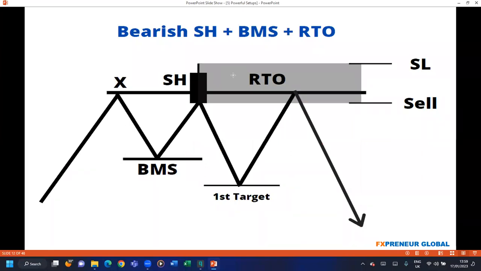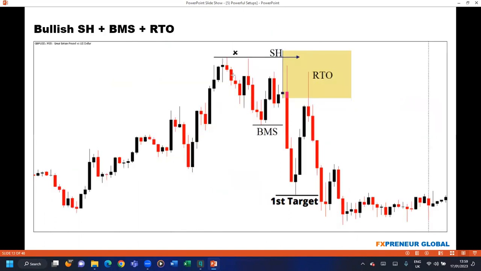All right, here is a bearish movement of the same stop hunt plus break of market structure, then return to the other block. Now look at what we have here. We have equal highs here. Then a stop hunt took out the high. Then we have a break of market structure. Break of market structure gave us another block. Then a return to the other block confirms the entry.